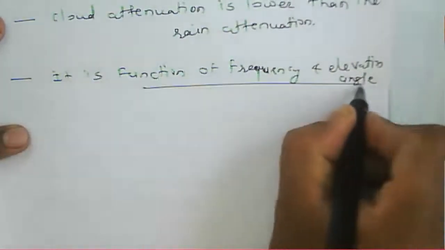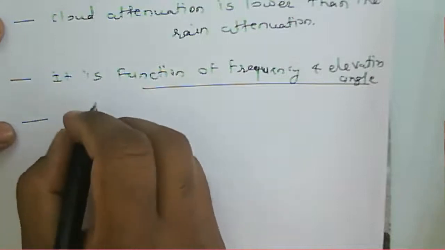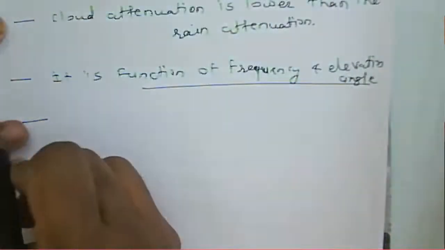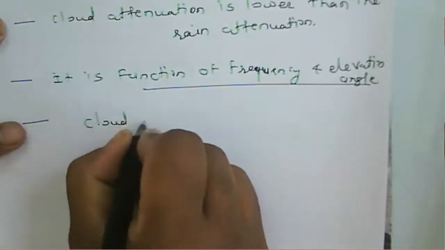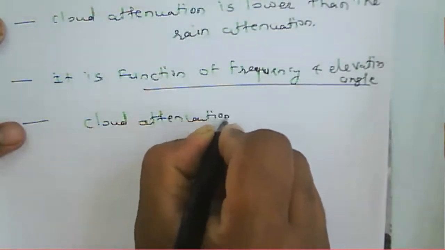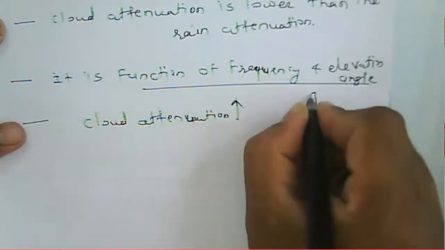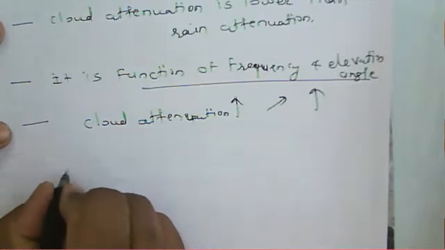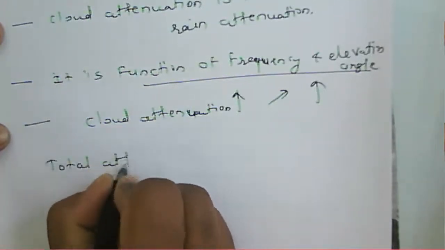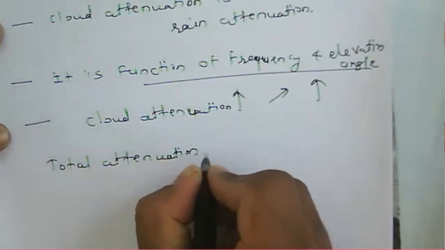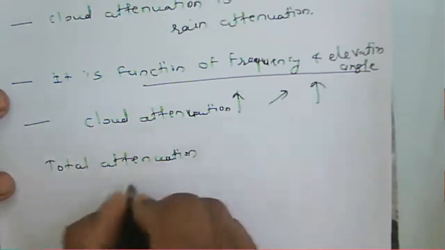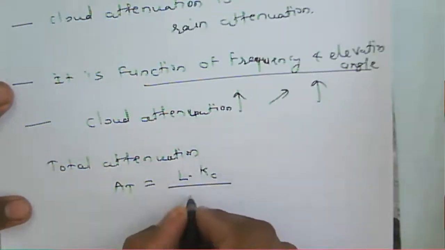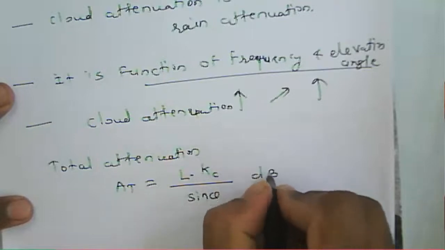So generally we say that cloud attenuation is a function of frequency. If the frequency or the elevation angle increases, the cloud attenuation increases. You can say that cloud attenuation will increase when the frequency and the elevation angle increase. That's why the total attenuation because of the cloud will be given by A_t = L × K_c / sin(θ), in dB.